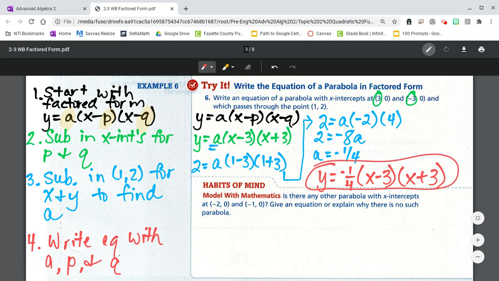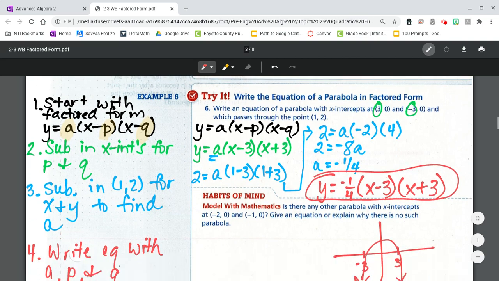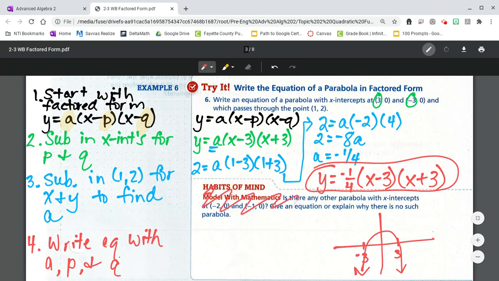And because it's in factored form, you're not asked to graph it, but why not? I can give a sketch. I know that there's an x-intercept at 3. I know there's another x-intercept at negative 3. I know it opens down, so I can do a quick little sketch, and that will help me answer the question. All right, and then we did not answer this part, so we can mark it out.